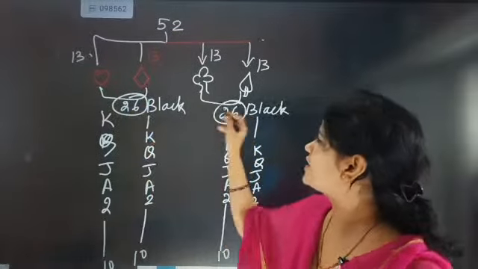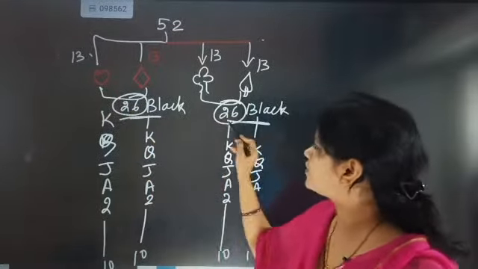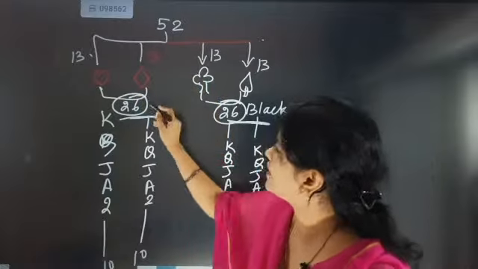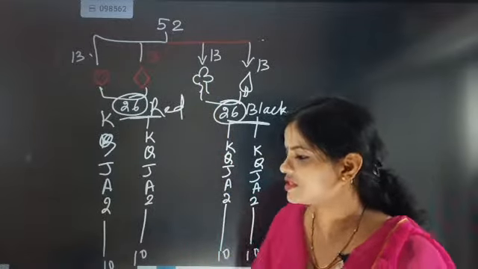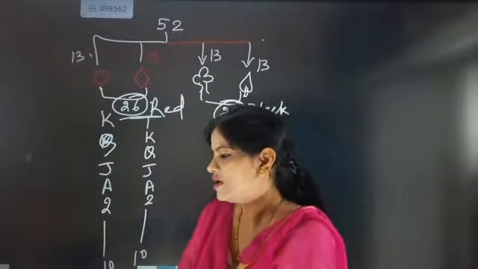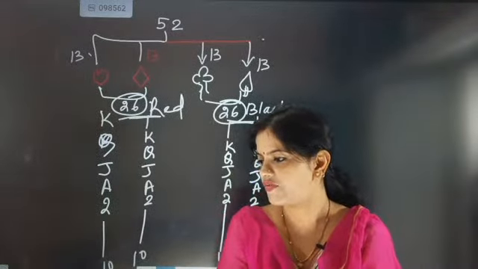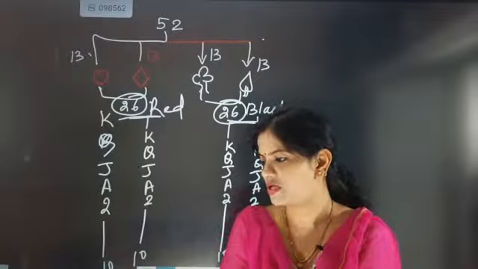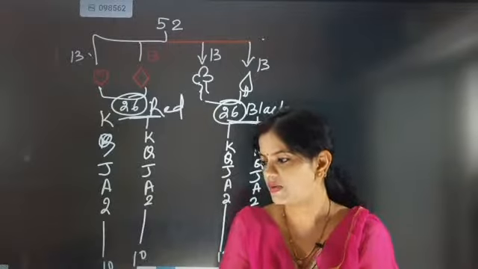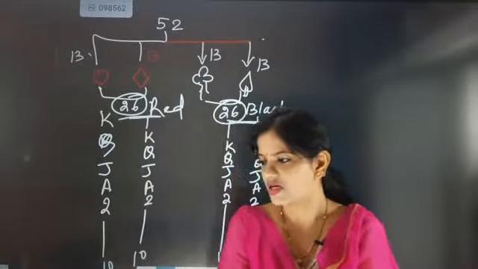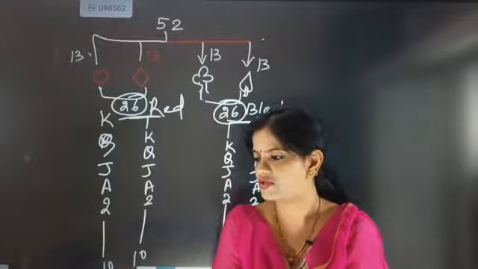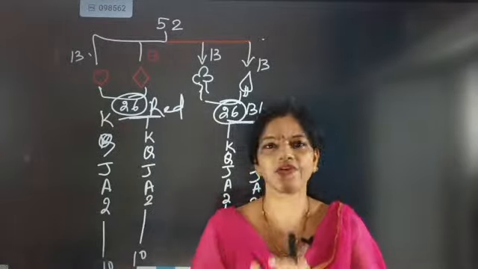So 26 black and 26 red will be there. So 3 face cards will be there in each suit. Yes. So total 12 face cards will be there. I hope you might have understood that.